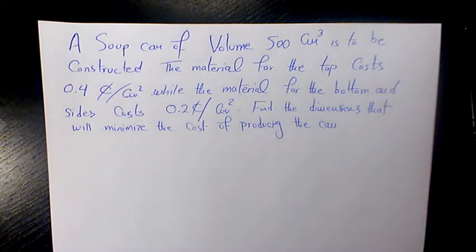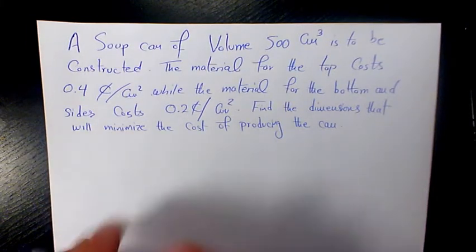Welcome to another video. In this video I want to show you another optimization question, and it says a soup can of volume 500 cubic centimeters is to be constructed. The material for the top costs 0.4 cents per centimeter squared, while the material for the bottom and sides costs 0.2 cents per centimeter squared. Find the dimensions that will minimize the cost of producing the can.